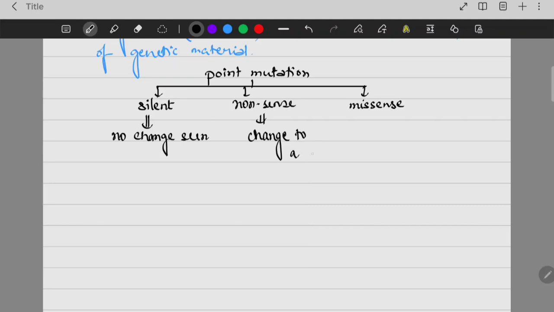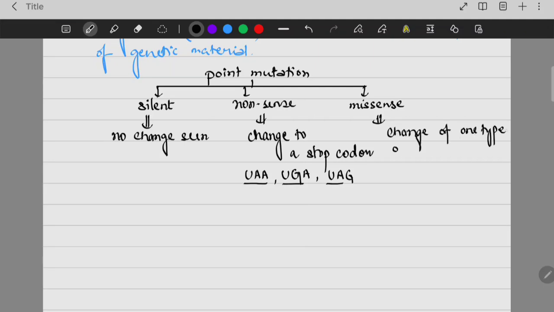In nonsense point mutation, there is a change to a stop codon. The stop codons are UAA, UGA, and UAG. If there is a point mutation and one of these three codons is formed, then it is a nonsense mutation. And finally the missense, a change of one type of codon to another type. Okay, so these are the three types of point mutation.